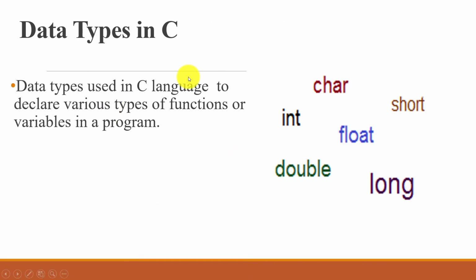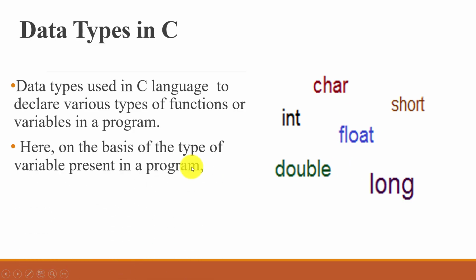So data type in C language declares the types of a function or variable in a program. Now we know that while we are writing any C program, we require some functions, we require some variables, or we have to declare some variables, and those variable types can be defined. It can be integer, character, float, double, etc. So data type is nothing but the basic type of variable which is present in the program.